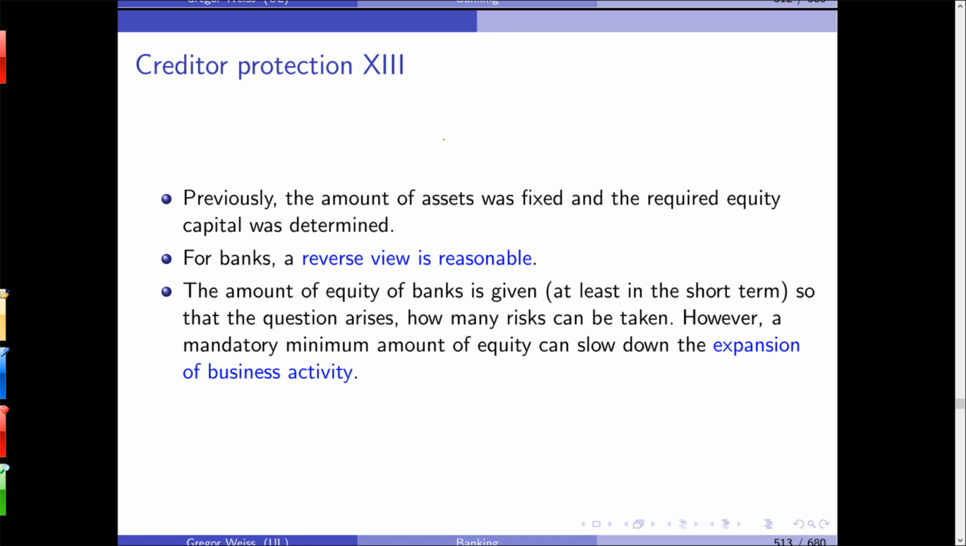If you have a binding constraint coming from your capital requirements, you will not extend lending. You will not engage in additional business. You might even be forced to sell off business. Okay, seems this doesn't work.